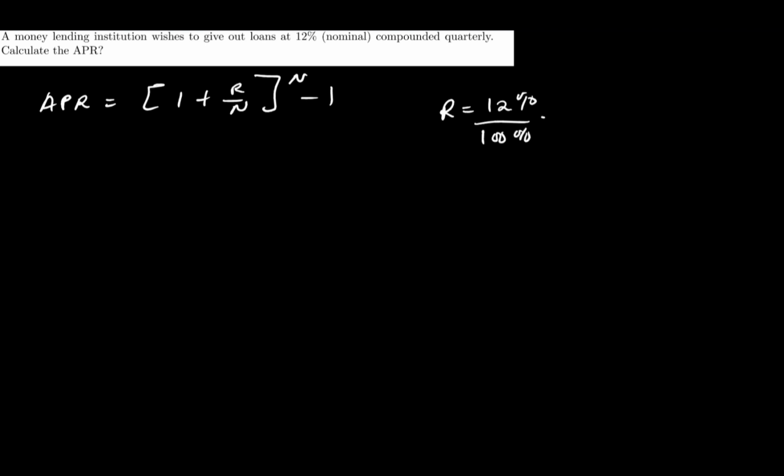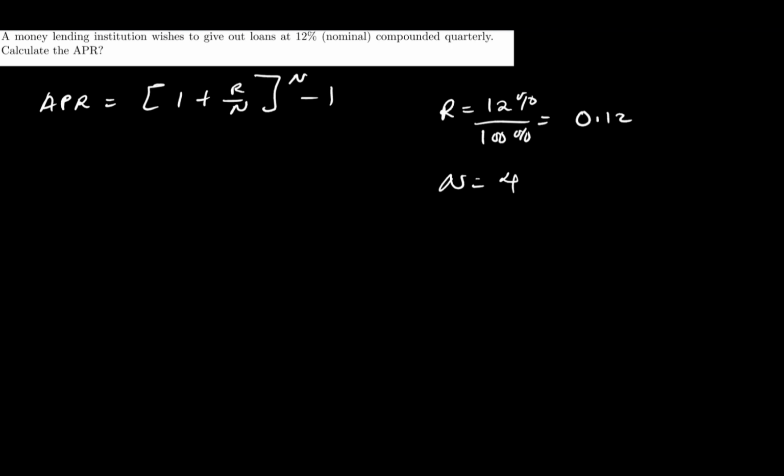Now, a money lending institution wishes to give out loans at 12%, which is nominal compounded quarterly, which basically means 4. Calculate the APR. So we know that the formula for the APR is equal to (1 plus R over N) to the power N, minus 1. Now we need to know the rate. The rate is 12%. So we divide this by 100% and we get about 0.12. N, the number of times invested repetitively, since it's quarterly, is going to be 4.